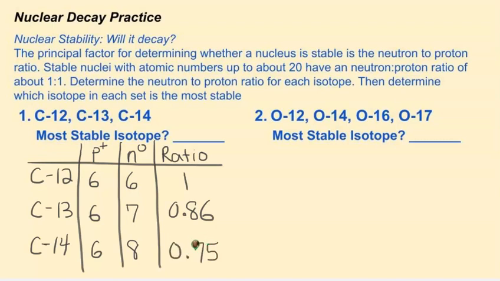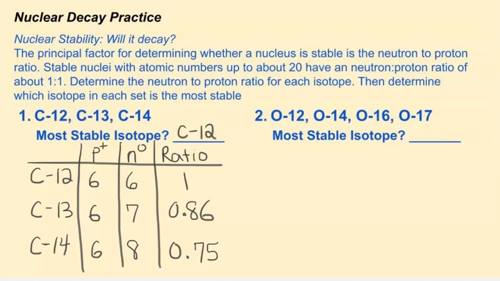And so the most stable isotope here is of course carbon-12 because it does have a proton to neutron ratio of exactly 1 to 1. And so we'll put, what is the most stable isotope? Carbon-12. Now on to the next one.